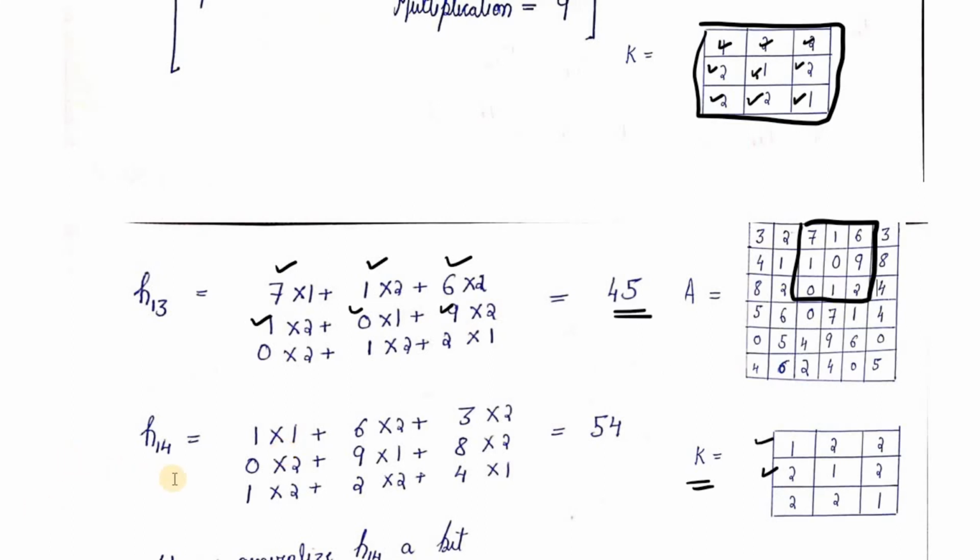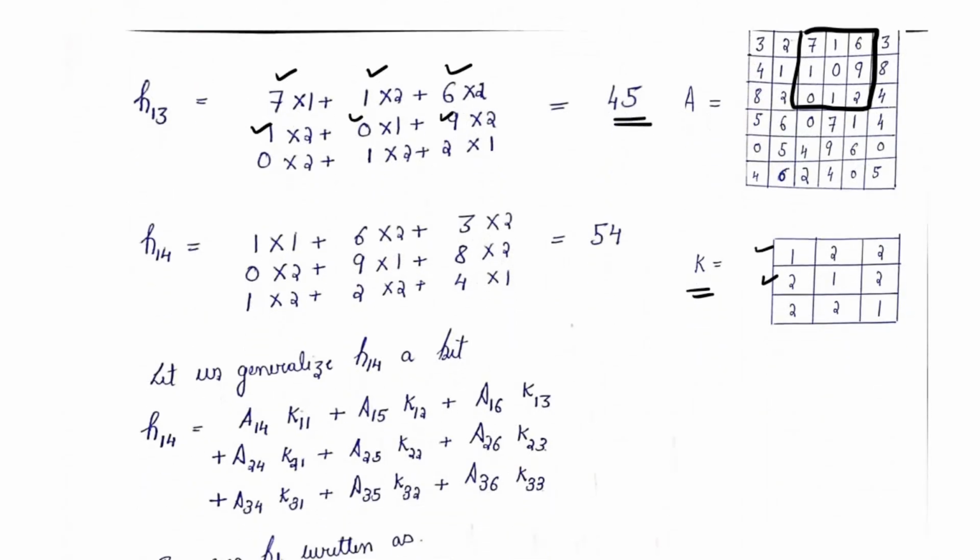We do the same calculation for H14 as well. As of now, this is what we have covered. If H is a matrix, we were able to capture H11. We know what H12 is. We know what H13 is. We know what H14 is. At least we are able to capture the first row completely. Now we are in a position to generalize things a bit.